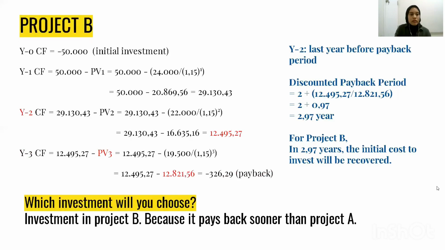While if we look at project B, we know that year 2 is the last year before the payback period. So the discounted payback period is 2 plus 12,495 divided by 12,821. It is 2 plus 0.97, which is 2.97 years. So for project B, in 2.97 years, the initial cost to invest will be recovered.